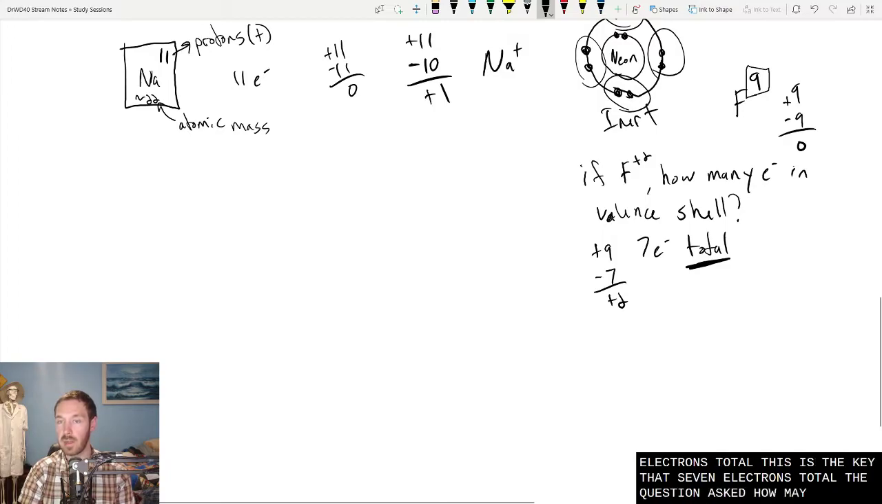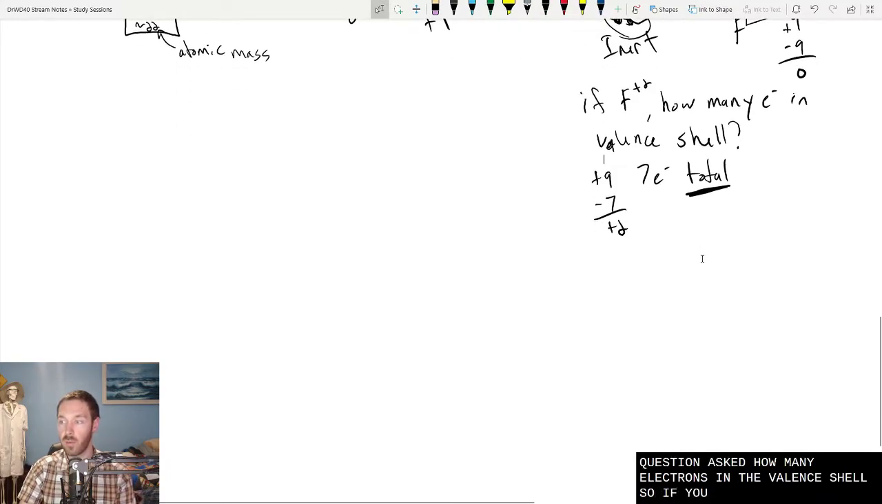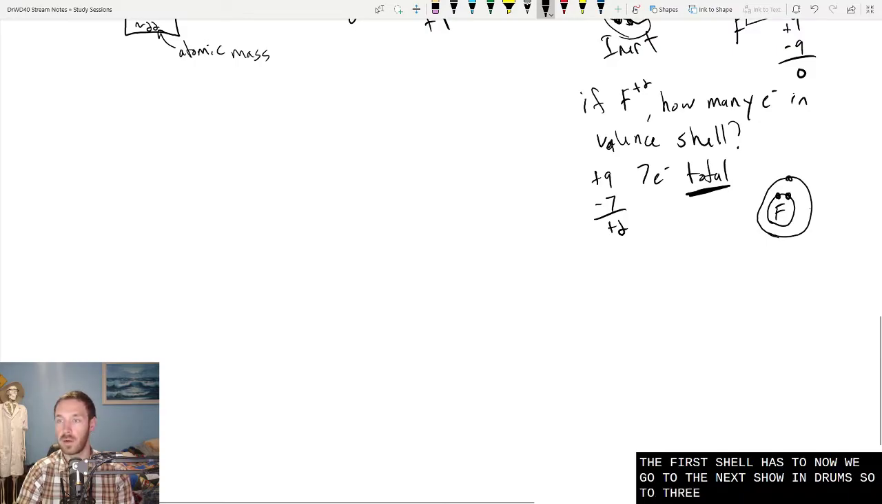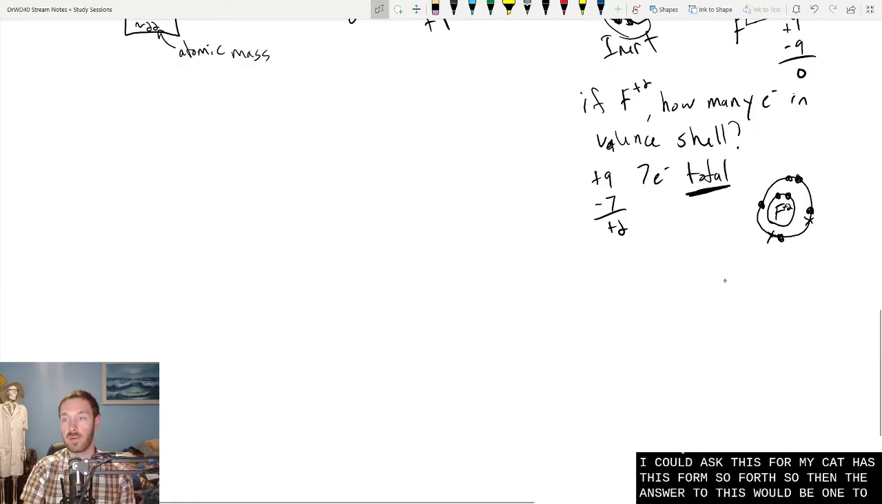The question asks how many electrons in the valence shell. So if we look at where fluorine is on the periodic table, it's in the second row. So if we draw a fluorine atom here, the first shell has 2. Now we go to the next shell and we draw them. So 2, 3, 4, 5, 6, 7. So this would be a fluorine plus 2, where a typical fluorine would also have 1 there and 1 there. So make sure you are able to do those calculations and go through any of the different forms of that question that could be. So I could ask this form, I could ask this form, and so forth. So then the answer to this would be 1, 2, 3, 4, 5 electrons in the valence shell.